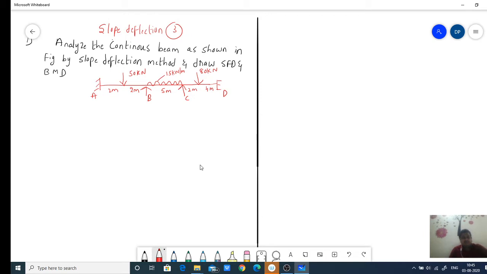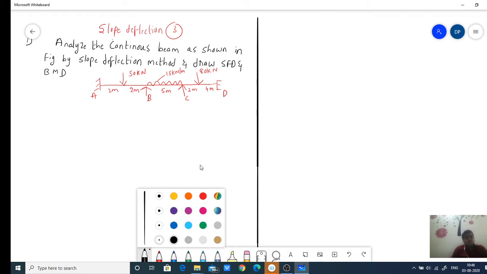If you see, it's a continuous beam. A is fixed support, B is simple, C is simple, and D is once again fixed support, right? It carries a point load of 50 kilonewton at equal distance of 2 meter to the left and 2 meter to the right. And in span BC, there is a UDL which is 15 kilonewton per meter. And in span CD, at 2 meter to the left, there is an 80 kilonewton point load, and then 4 meter to the right.